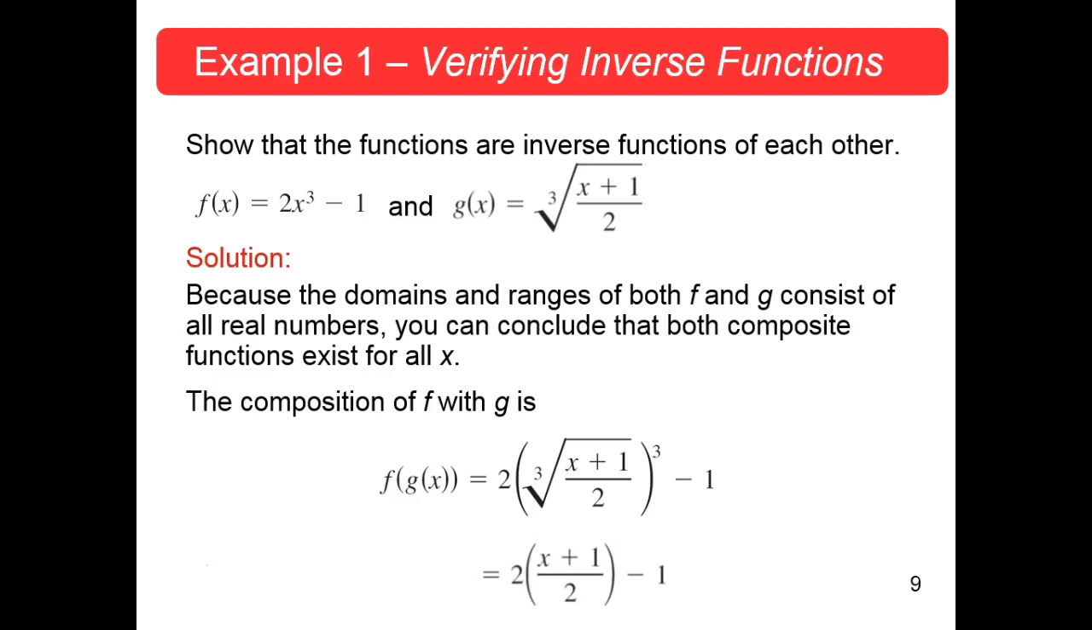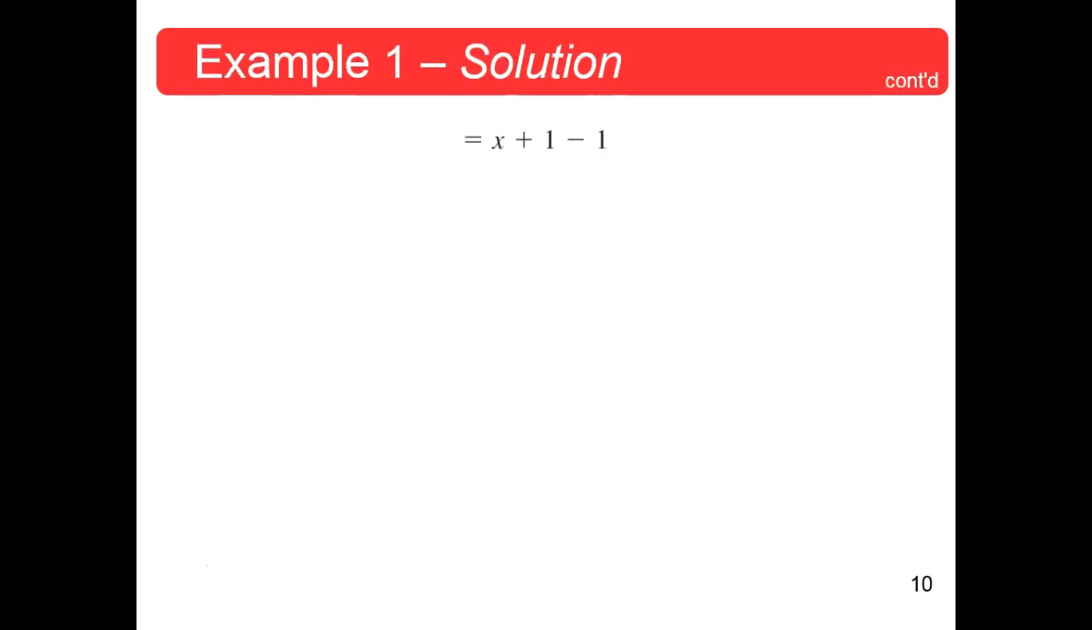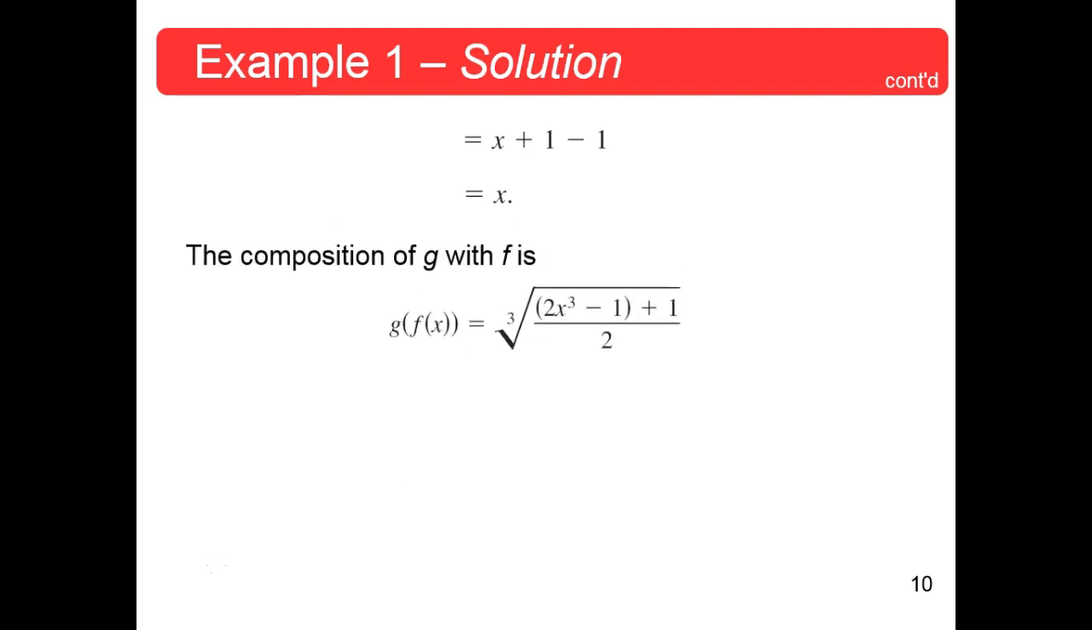So that certainly produces x. And here they showed it. Cubing the cube root just gives you what's inside, multiplying 2 over 2 is 1, and that would be x plus 1 minus 1, and that just becomes x. But that's only half of it. You have to do the other half too.